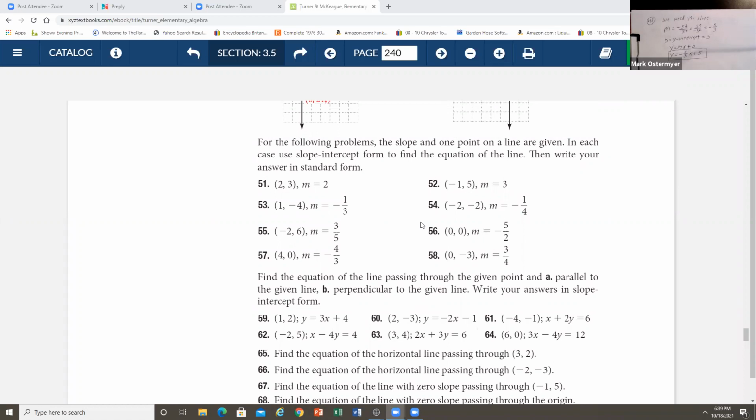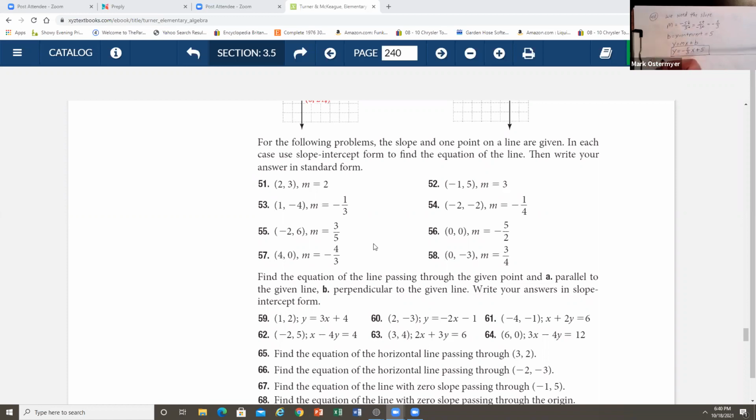I'll just choose a problem. I want to do an odd problem. I don't like any of the evens. So I'm going to do number 55 here. So they give you 2 pieces of information about this line. And what are the 2 pieces of information?